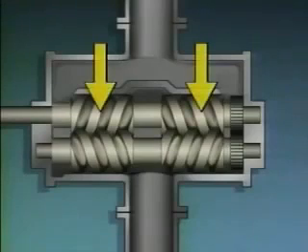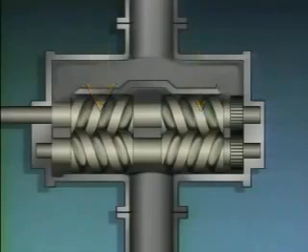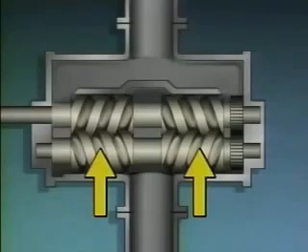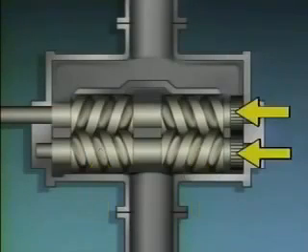One of the screws is attached to a shaft that is coupled to the pump's driver. This screw is the driver screw. It's sometimes called the power screw. Power is transmitted from the driver screw to the other screw, which is the idler screw, through a set of timing gears.